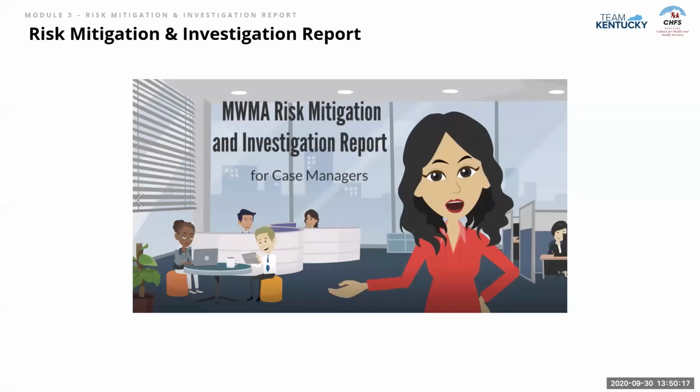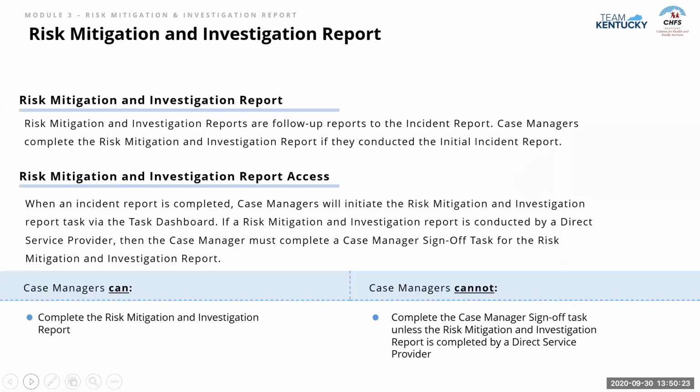Alrighty, so at this point, we're going to go ahead and jump into the risk mitigation investigation report. Kind of give an overview of what that is and when you should conduct it. So, again, that risk mitigation investigation report is a follow-up report to the initial incident report. And you as case managers complete the risk mitigation investigation report if you've conducted the initial incident report as well. So, when an initial incident report is completed, case managers will initiate the risk mitigation and investigation report via the task dashboard. So there's going to be a task listed there. Again, if you complete the initial incident report, you're going to complete the risk mitigation investigation report as well.